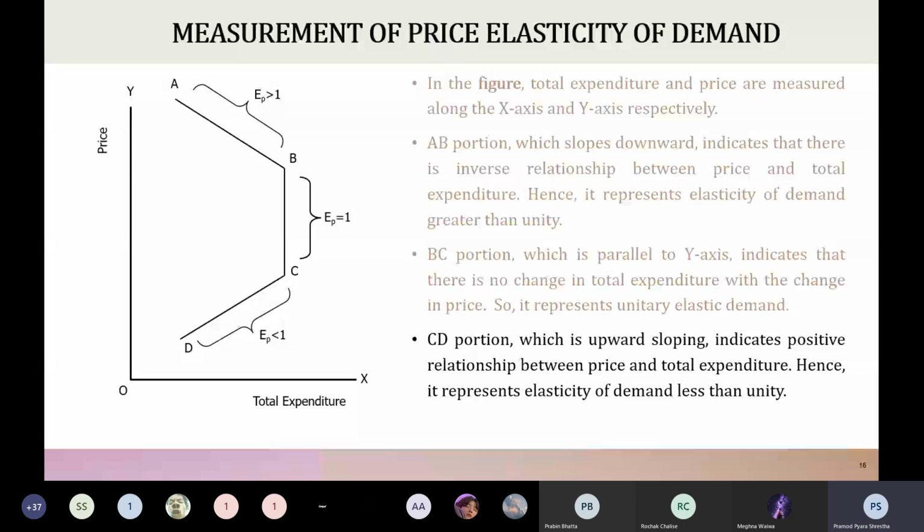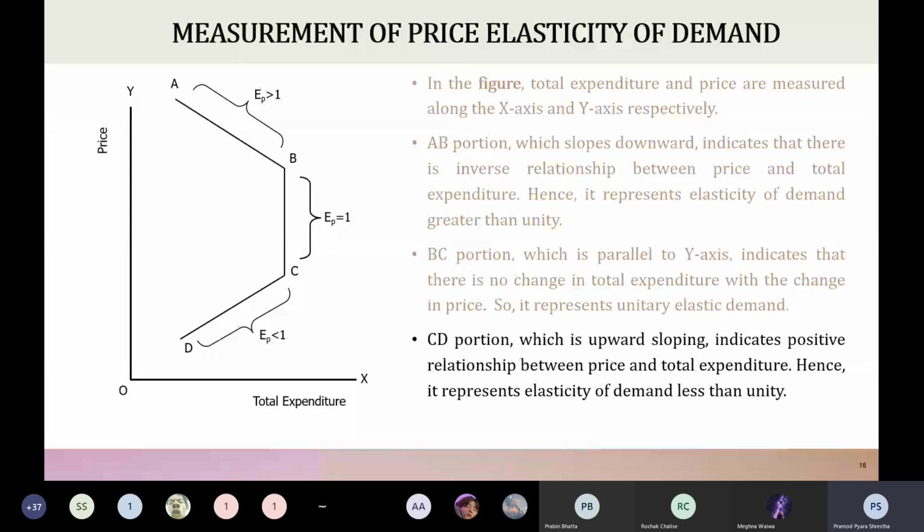So this is the total outlay method of measuring price elasticity of demand. Now there is a limitation of this method: it does not give the exact numerical value of price elasticity of demand. This method simply tells us whether the value of price elasticity of demand is greater than 1, equal to 1, or less than 1. It does not tell us whether EP is 3 or 4 or 5 or 6.